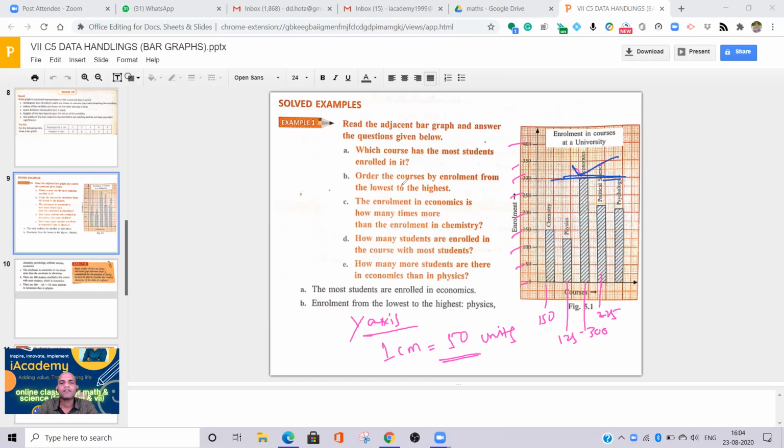Next one. Order the courses by enrollment from lowest to highest. Oh, it's quite easy. This comes number 1, economics number 1. And second comes what? Political science, then psychology, then chemistry, then physics. Okay, you see, without any mathematical calculation, you can do this. This is the charm of this data. Bar graphs give you such a tendency that without making any calculation, you can ask any question, you can solve it quickly. Next, the enrollment in economics is how many times more than enrollment in chemistry?